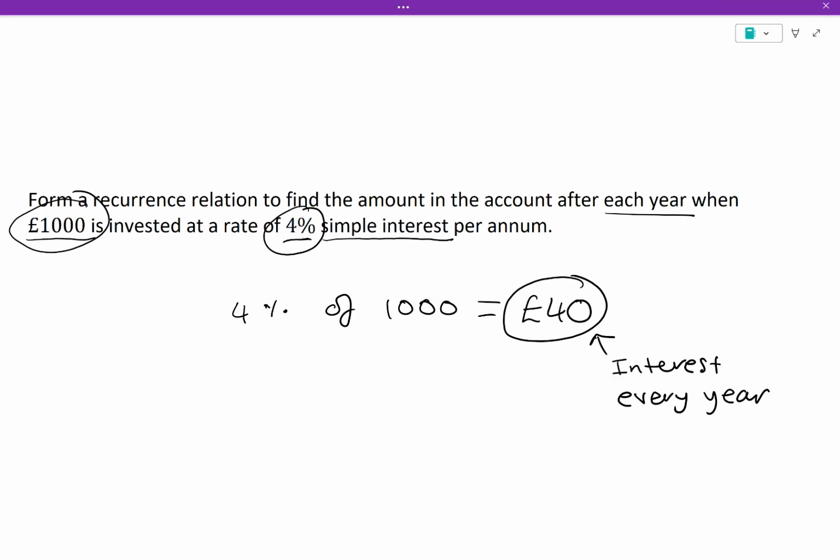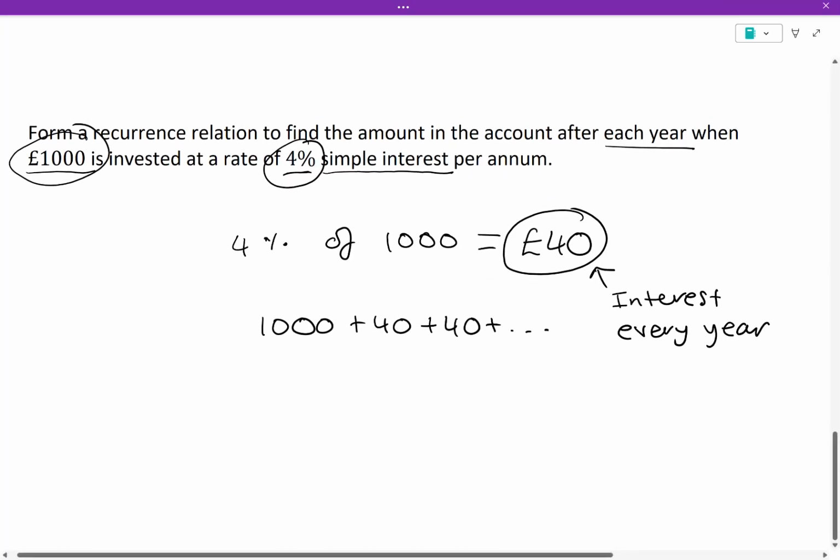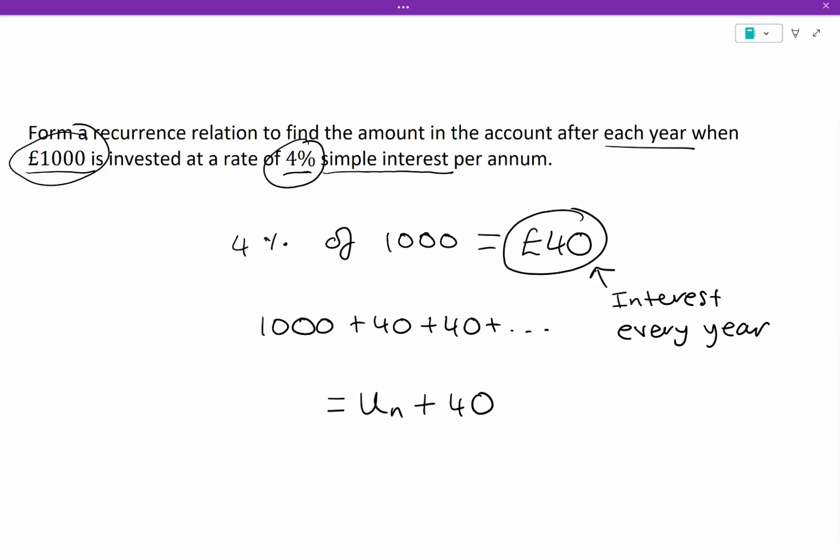So to figure out after 1 year, it would be the 1,000 we start with plus 40. Then to get the next year, we'd add another 40, and so on like that. So essentially what we're doing is we're taking any term in the sequence, which we'll call Un, and we're going to add 40 to it to get the next term along. So this is going to be equal to U(n+1). The other information is going to be the same. So I'm still going to call it U0 as the first term, because the 1,000 is the amount we have after 0 time has elapsed. And the recurrence relation is still going to be valid for n greater than or equal to 0.